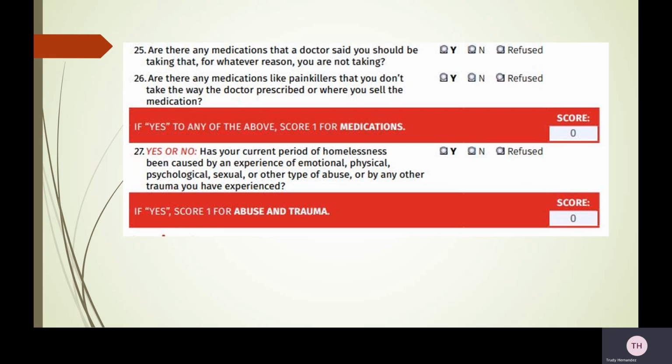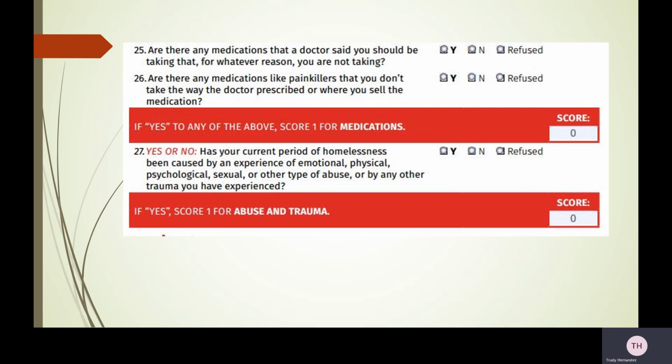And then 27 is our last question, and you'll see there in red, it reminds you to say yes or no. Has your current period of homelessness been caused by an experience of emotional, physical, psychological, sexual, or other type of abuse, or by any other trauma you have experienced? If they say yes to that, then they would score a 1.